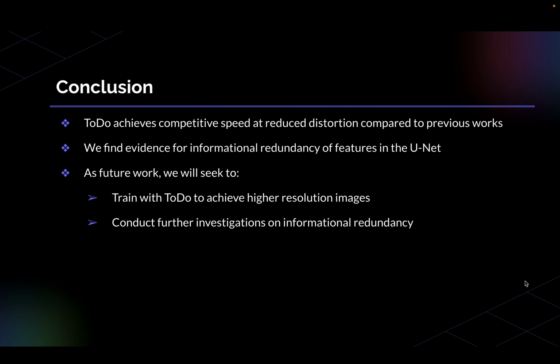In conclusion, token downsampling achieves competitive speed at reduced distortion compared to the previous works. We find some early evidence for informational redundancy in the features of the UNet. As future work, we will seek to attempt training a model with token downsampling to achieve generation at resolutions previously not possible, and conduct further investigations into informational redundancy within the UNet. I will also show a quick demo here.